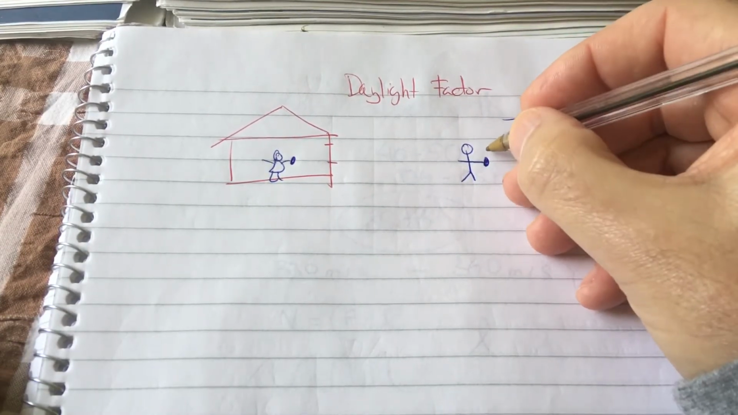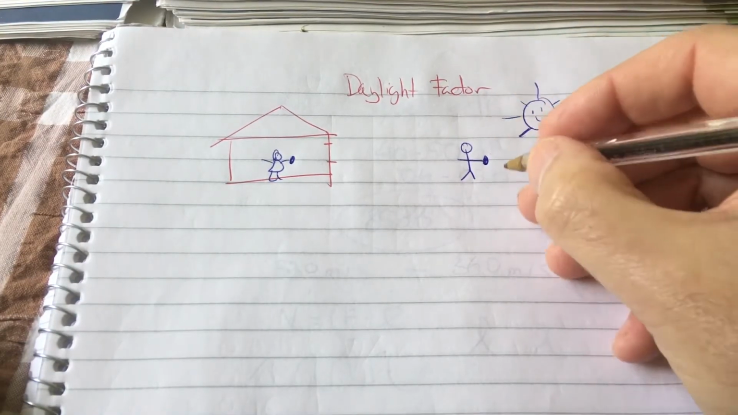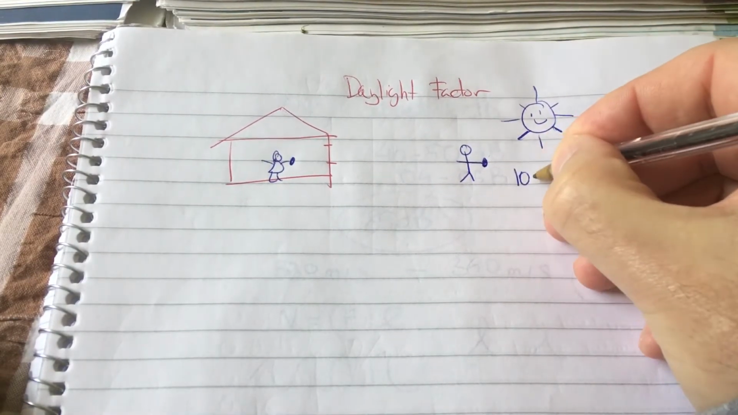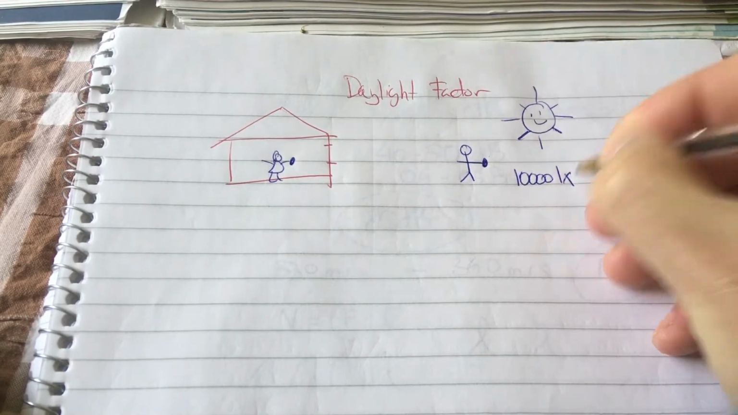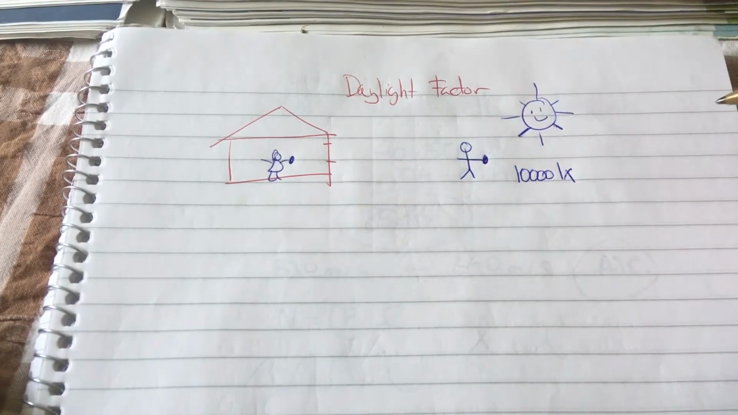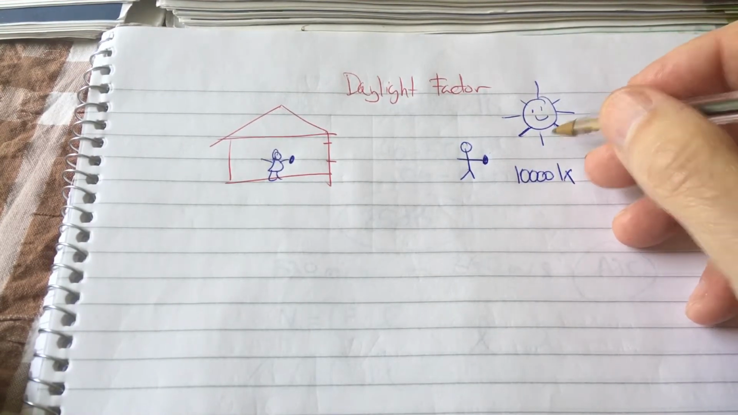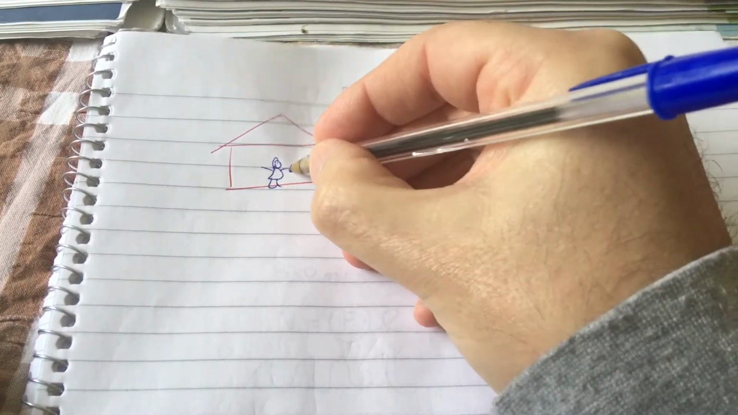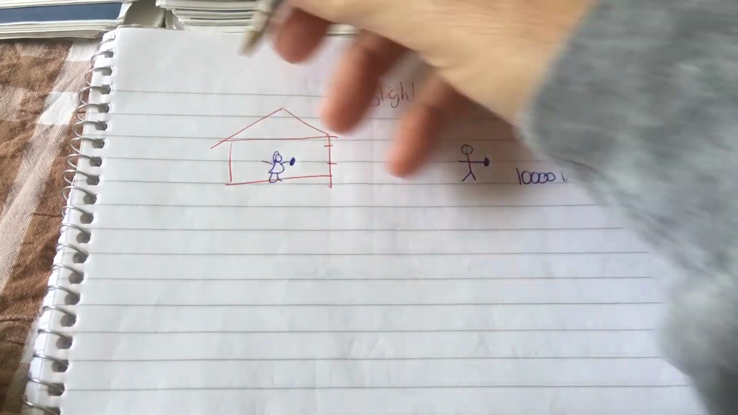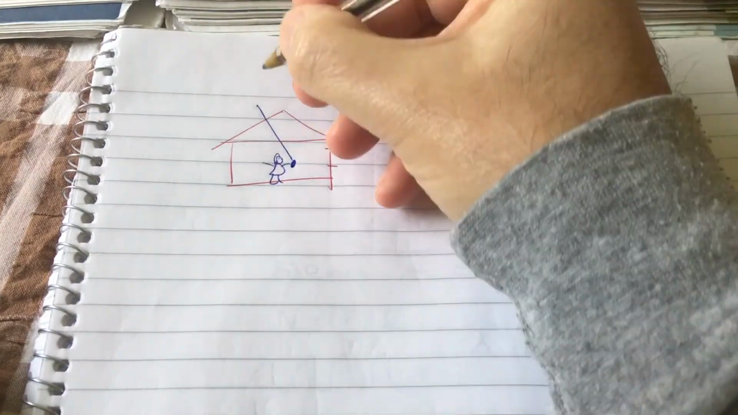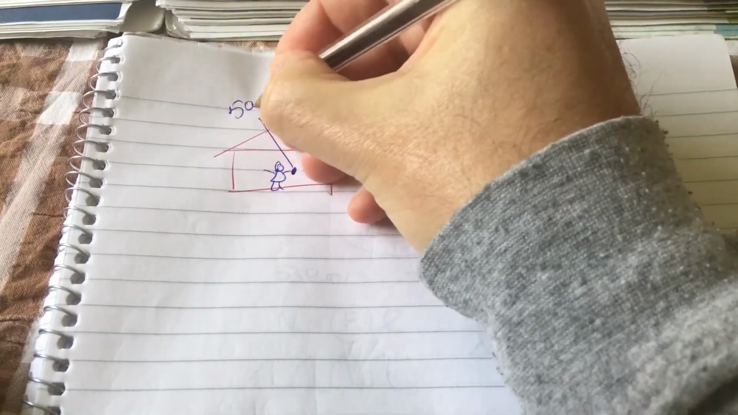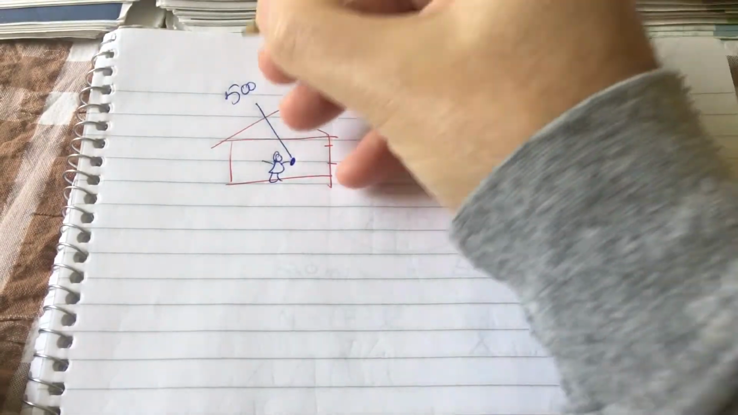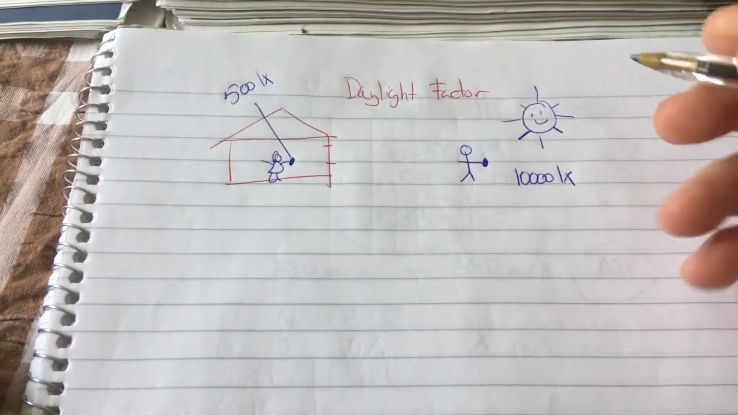So he's got this light meter in his hand, and he's measuring, and he's got 10,000 lux. Oh, look, 10,000 lux. It's a nice sunny day. Now we got this person here in the house also holding a light meter and is having a reading, and this reading is 500 lux.